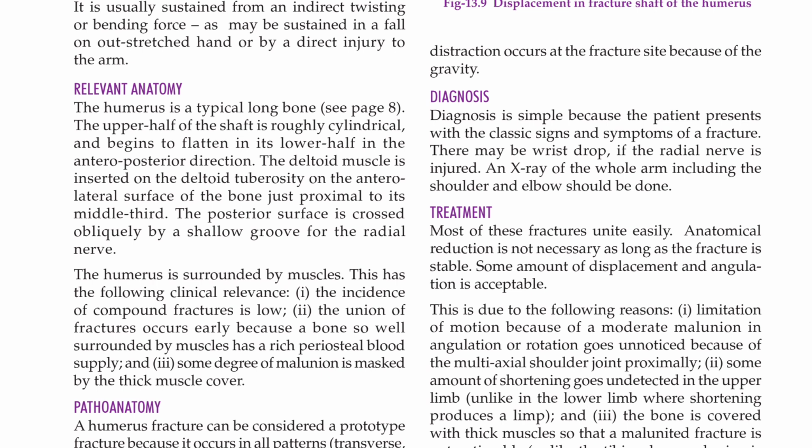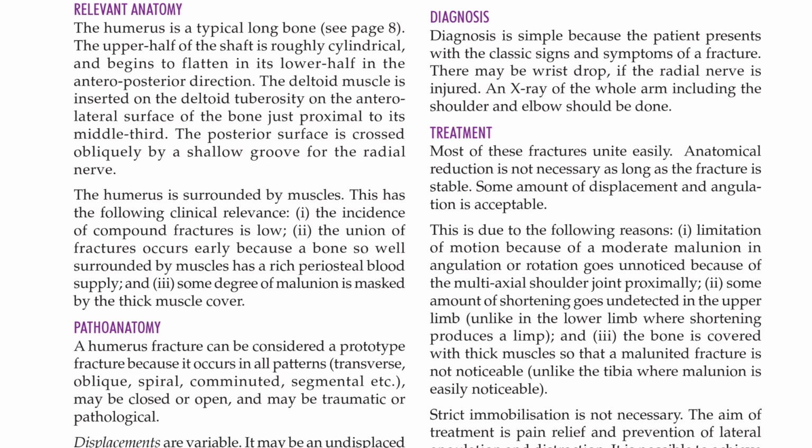The posterior surface is crossed obliquely by a shallow groove for the radial nerve. The humerus is surrounded by muscles. So this has the following clinical relevance. Number 1, incidence of compound fracture is low. Compound fracture होने की incidence कम है. The union of fracture occurs early because bone so well surrounded by muscle has a rich periosteal blood supply. And third one is some degree of malunion is masked by thick muscle cover.